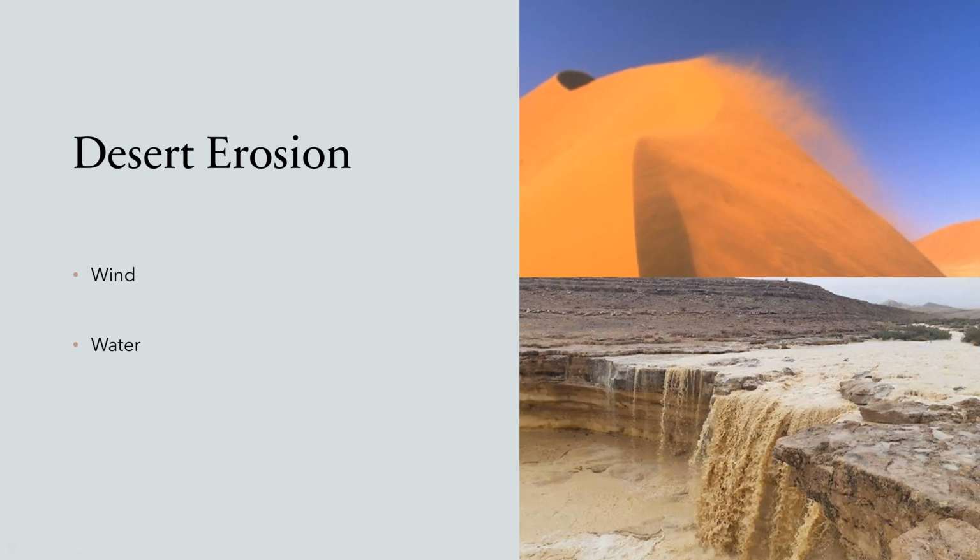We have a lot of desert erosion, mostly driven by wind and water. Like I said, the water is going to be mostly flash flooding. So here's kind of a picture of what flash flooding might look like. There's a lot of rain that comes down really quickly. Not a lot of material has been eroded very recently, and so it drags a lot of loose sediment with it.